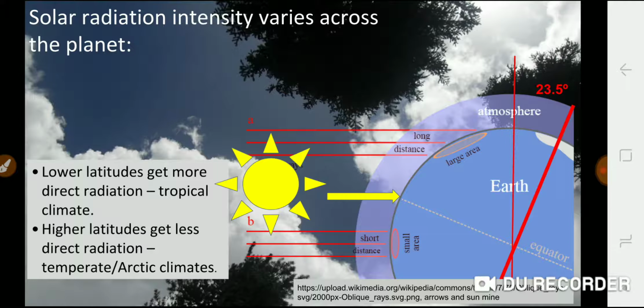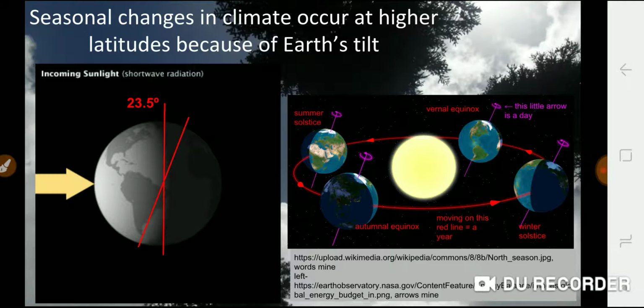But what we want to see is that near the equator, the radiation hits a small unit area because it hits the surface of the Earth more directly. But then as we move away from the equator towards the poles, the sun's rays per unit area affect a larger area, but are less intense. So we see that higher latitudes get less direct radiation, and lower latitudes get more direct radiation. So here are some other ways to look at this.